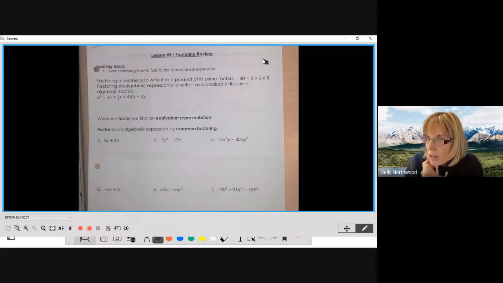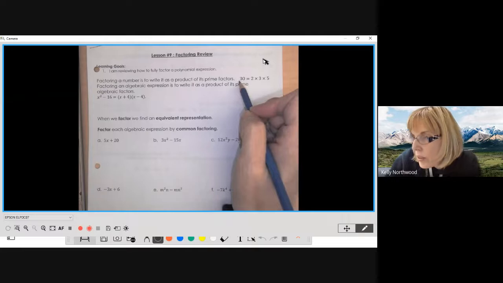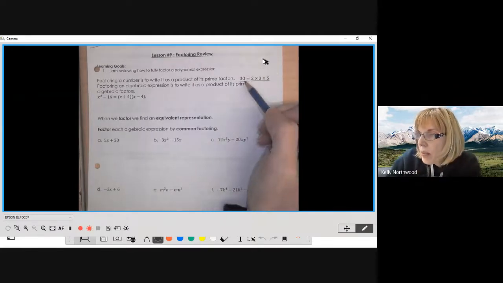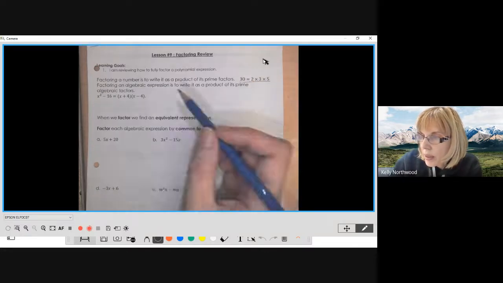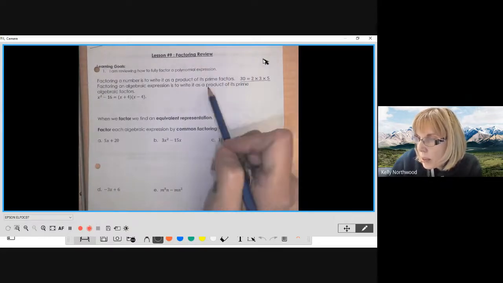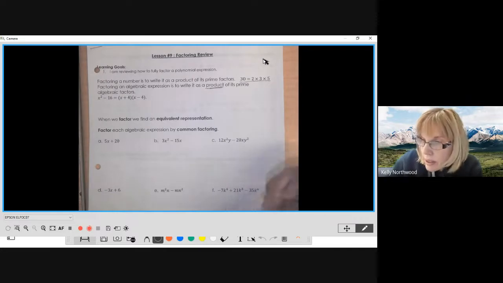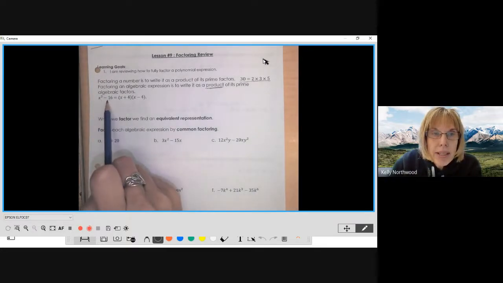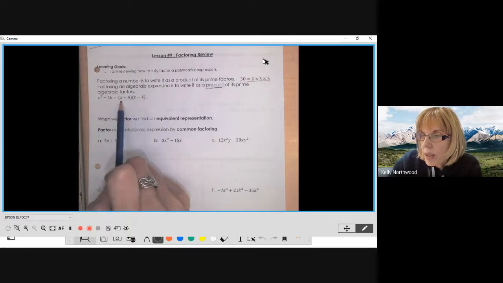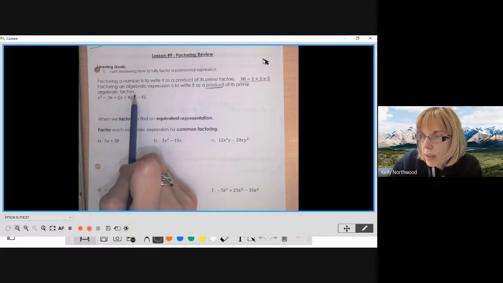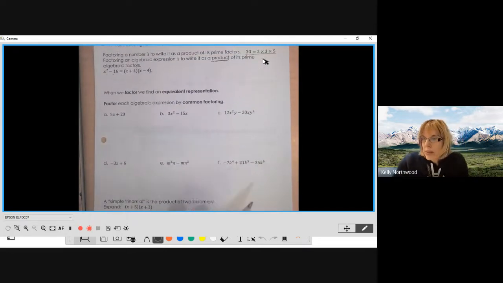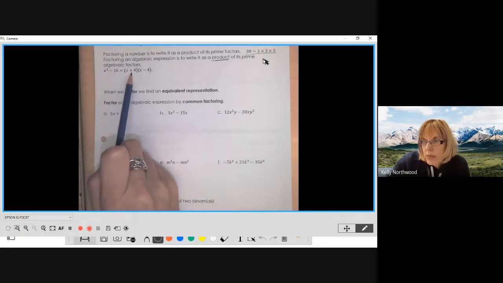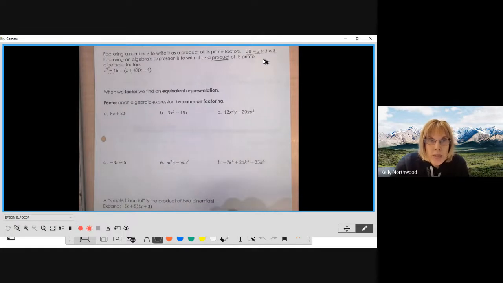Okay, so factoring a number is to write it as a product of its prime factors. Way back in grade 5 or 6, you would write 30 as 2 times 3 times 5, which are, other than 1, its smallest factors that go evenly into it. Factoring an algebraic expression is to write it as a product of its prime algebraic factors. For instance, x squared minus 16 is a difference, but x plus 4 times x minus 4 is a product because we're multiplying. These brackets mean multiplying 2 factors together. So when you factor, you find an equivalent representation. These two statements, x squared minus 16 and x plus 4 times x minus 4, mean exactly the same thing. They're just written differently.